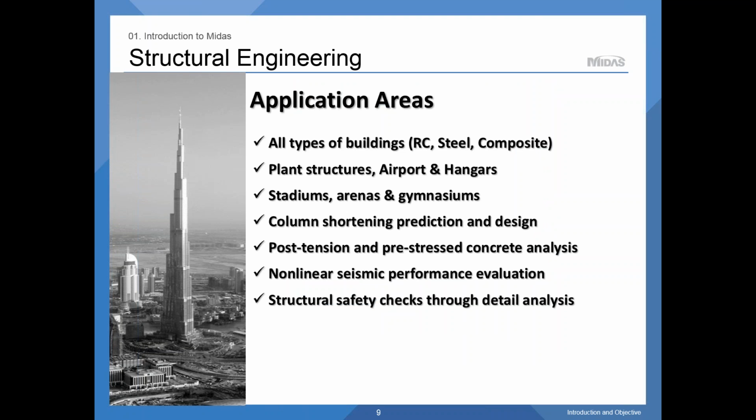As for the application areas of the building analysis and design software Midas Gen, it can handle all types of buildings including RC, steel, composite, then steel structures like plants, airports and hangars, stadiums, arenas and gymnasiums. As I mentioned, column shortening prediction as per all the international codes can be done, and design as well. Pre-stressing and post-tensioning analysis can also be performed, along with non-linear seismic performance evaluation, and structural safety checks through a detailed analysis. Performance-based design can also be done in Midas Gen.